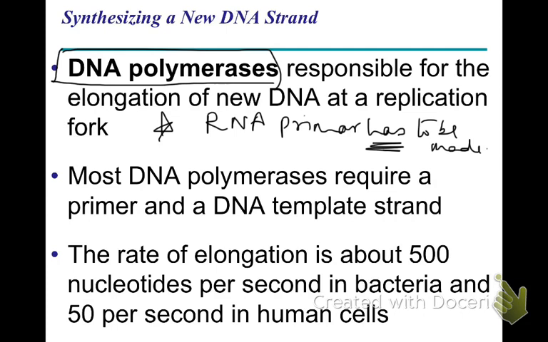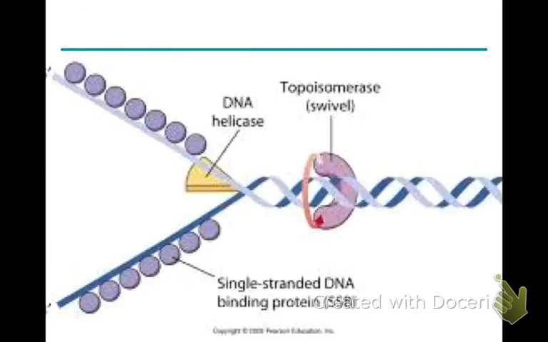Now, most DNA polymerases will require this primer and a template strand. Then elongation takes place at about 500 nucleotides per second in bacteria, and 50 per second in humans. So in bacteria it is faster, remember. This is another picture which tells you that topoisomerase removes the swivel. If they untwist it here and it becomes more twisted there, it is capable of relieving that tension.